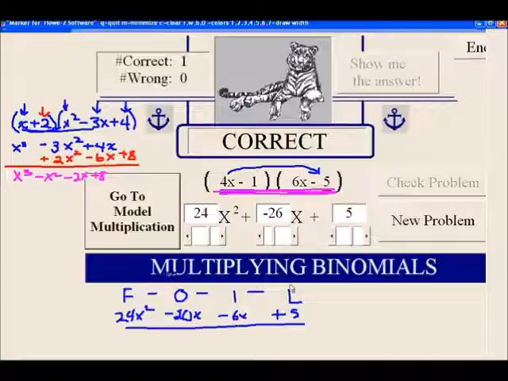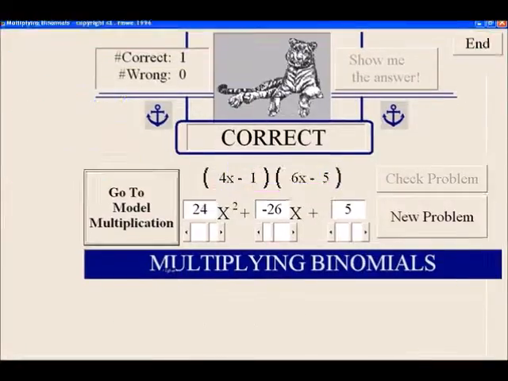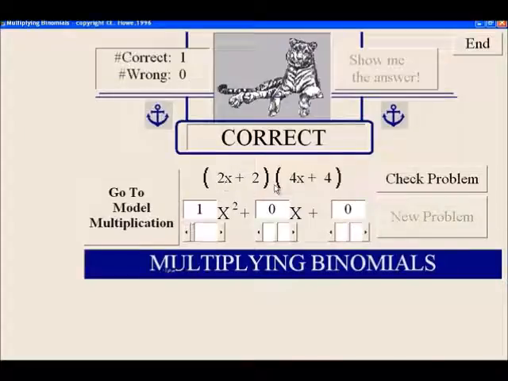Sorry. I'm going to go back to the marker here, and let's go to a new problem. First times first is 8x squared. Last times last is easy. That's 8. Sometimes I tell kids, do the easy ones first, and then do the more difficult one.